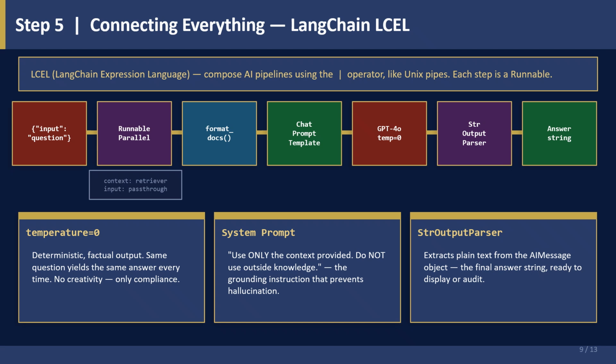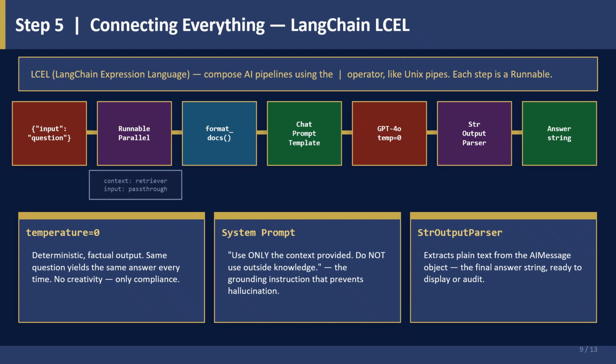So our pipeline works like this. The user's question goes into a RunnableParallel block that simultaneously calls the retriever, which hits FAISS and returns the top chunks, and passes the question through unchanged. The retrieved documents get formatted into a clean text block by format_docs. That context and question are inserted into the chat prompt template. That prompt goes to the GPT model with temperature set to 0. And the output is parsed from an AI message object into a plain string.